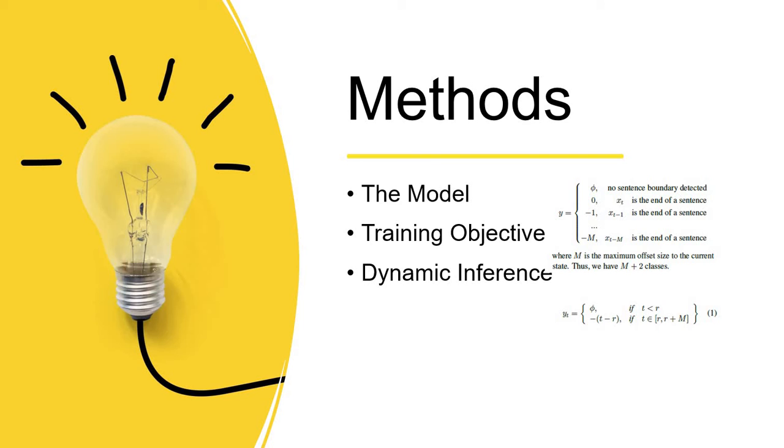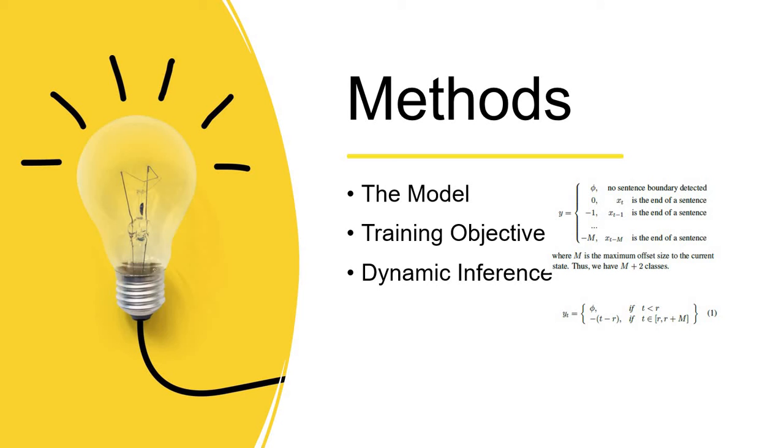And then dynamic inference. At inference time, they predict sentence boundaries sequentially with a dynamic voting strategy. Each time a new word xt is received, they predict the probability of M plus 1 classes as shown on the right side of the slide, and check whether the probability at the M plus 1 position is larger than a threshold theta. If yes, they add a sentence boundary at the corresponding position. Otherwise, they continue to receive new words.